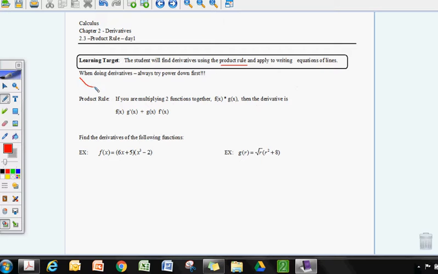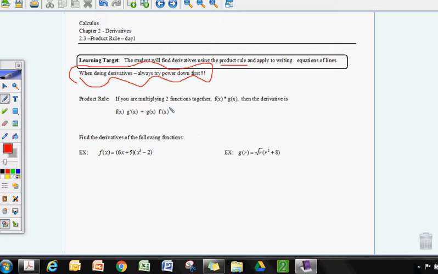So here is something that you need to know. When you are finding derivatives, always, always, always power down first. If you can power down, do it. Don't do this fancy product rule if you don't have to. Don't do quotient rule that we learn tomorrow.